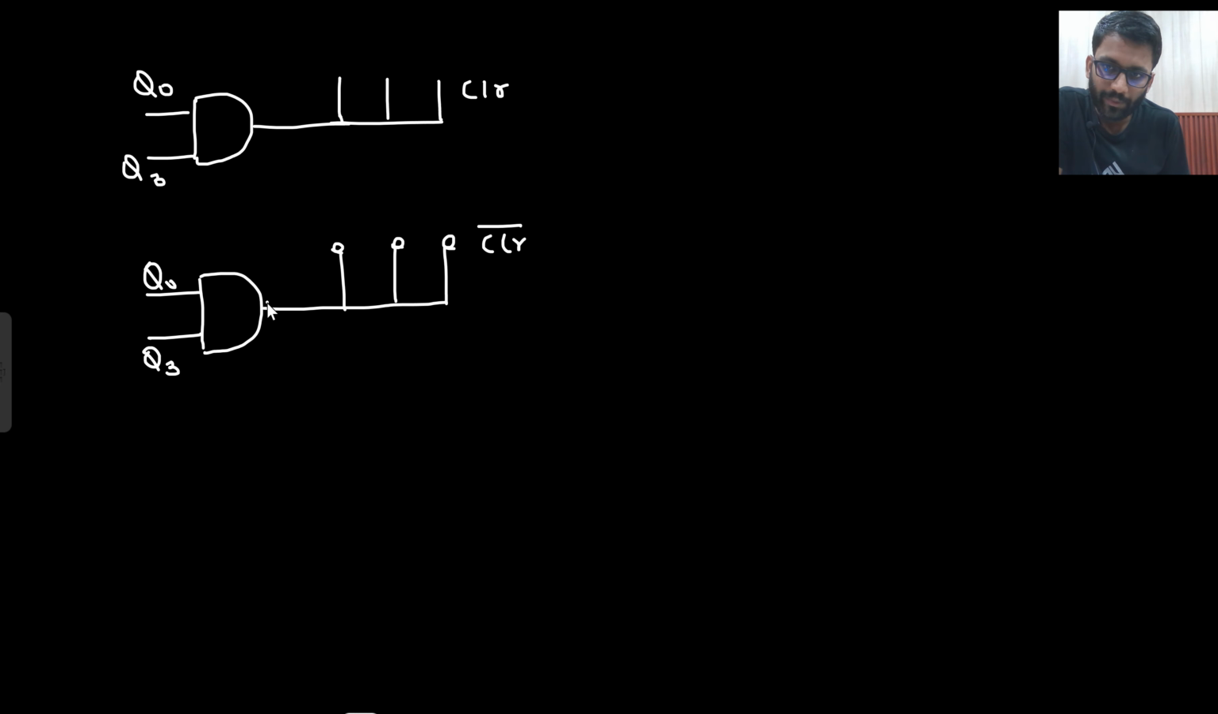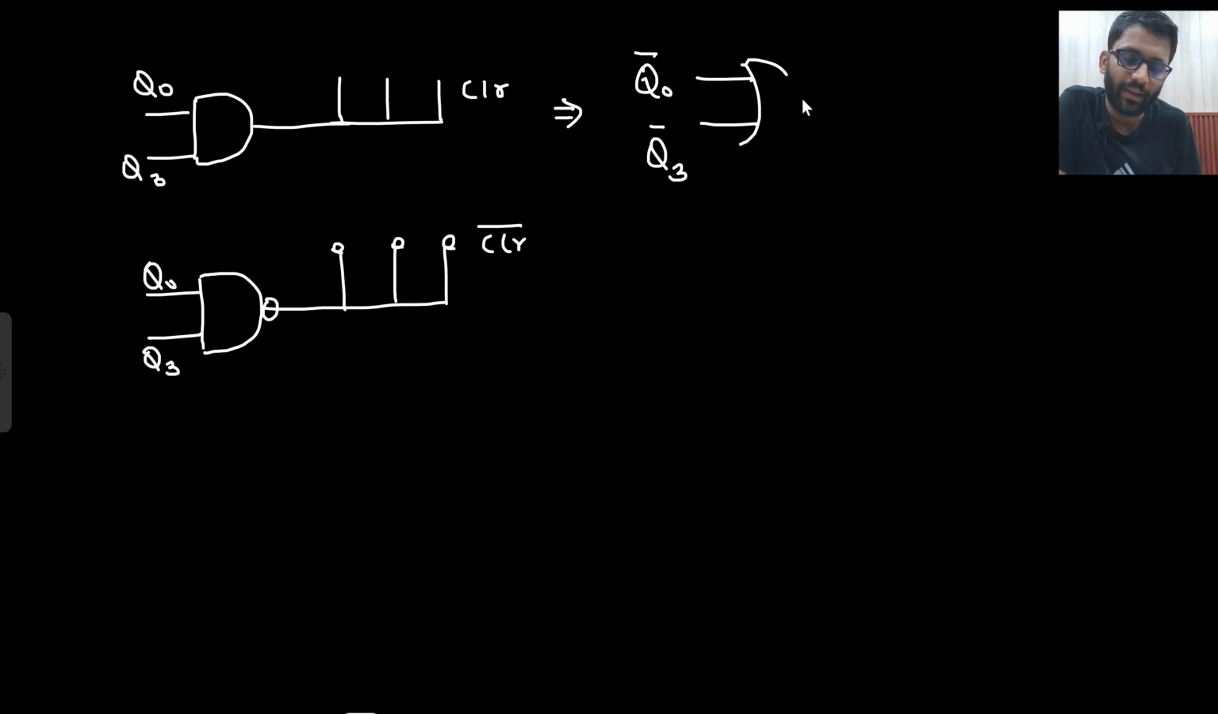If I am introducing 1 bubble here, 1 bubble I have to introduce here. What else can I do? How can I replace this guy? I am taking the other form of this. Tell me if you are understanding or not. q0 bar, q3 bar, and then there is an OR gate, then there is an inverter. Will this work or not? This is your clear. Will this work or not?